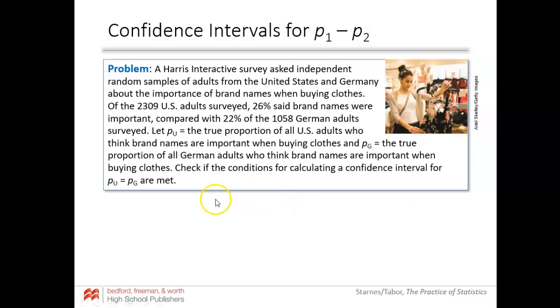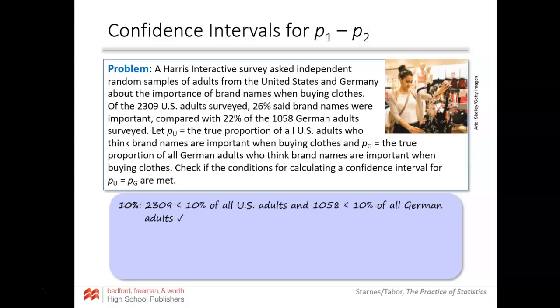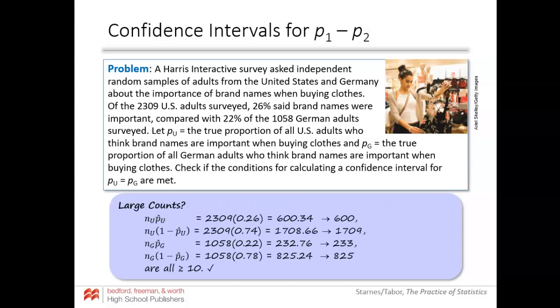Now notice what they did here is instead of saying the difference of the proportions, they're saying that they equal each other. This is kind of dipping our toes into what's called hypothesis testing. We'll talk more about that later. Random. It said right at the beginning, these were independent random samples, so check. The 10% condition. I am positive there's more than 23,000 U.S. adults, and I'm positive there's more than 11,000 German adults. So yes, the 10% condition is met.